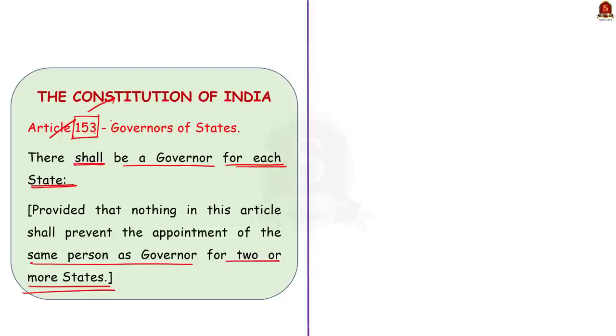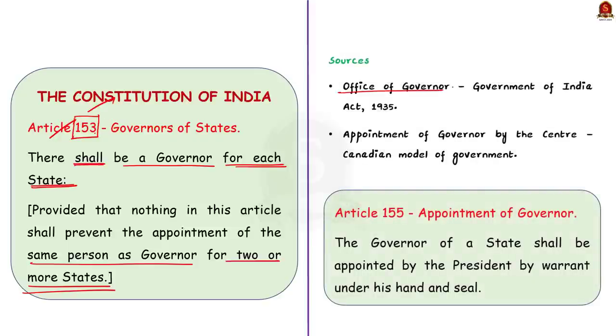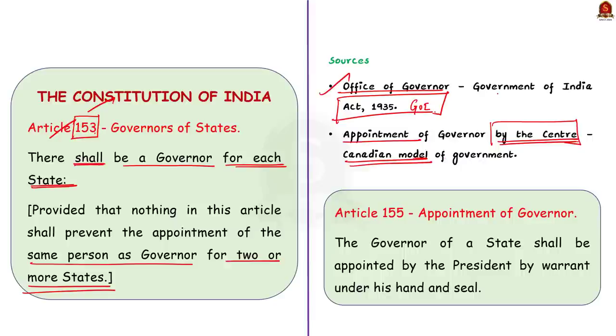Remember this. Now, coming to the source of the office of governor. Know that the feature of the office of governor was taken from the Government of India Act 1935. But the provision of appointment of the governor of state by the center was borrowed from the Canadian model of the government. Know this distinction. The office of governor was taken from Government of India Act 1935. But the appointment provision, that is the governor of the state appointed by the center, is borrowed from the Canadian model. Here I have a question for you. Does Canada have a constitution like India and America? Comment if you know the answer to this.